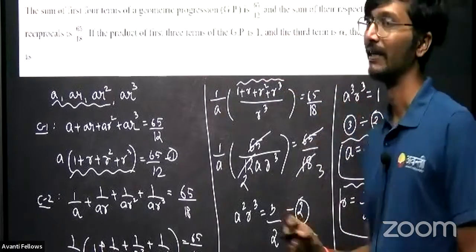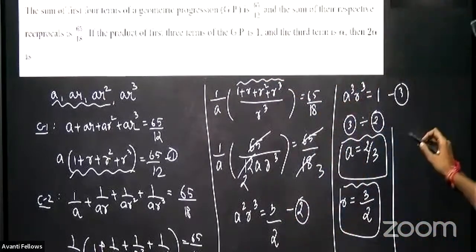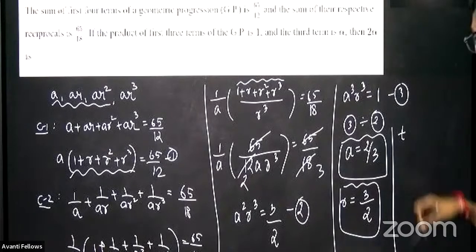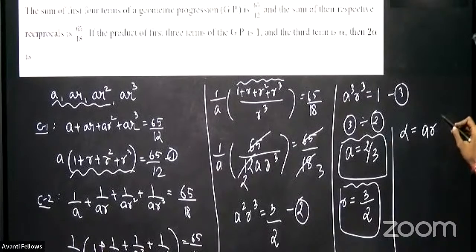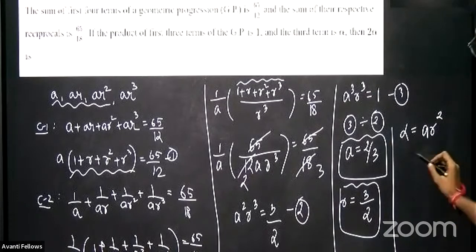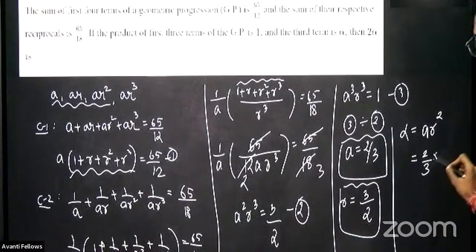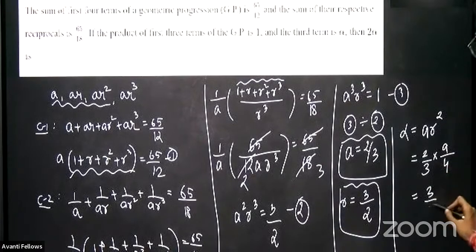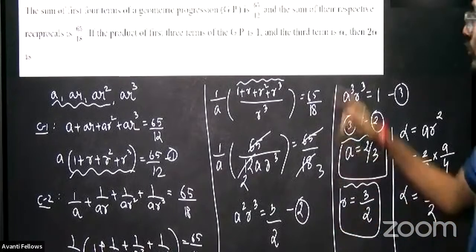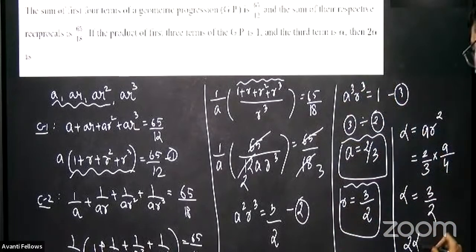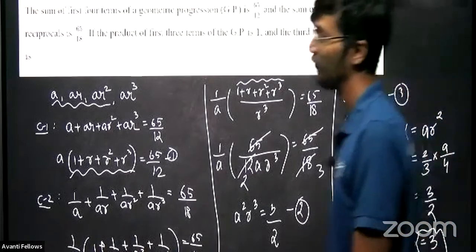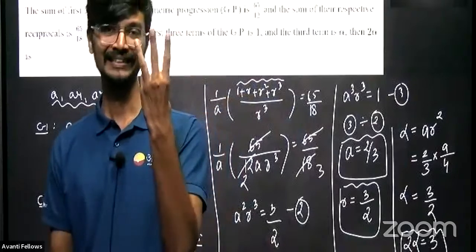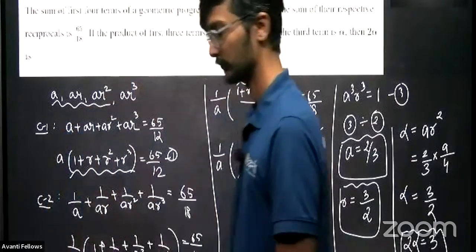Third term को alpha बोला है. So T3 is basically alpha. So alpha is equals to A into R raised to the power 2. That means 2 by 3 into 9 by 4. So basically it is 3 by 2. Alpha is 3 by 2. 2 alpha पूछा है. So 2 alpha is 3. This is my answer. I hope it is clear.